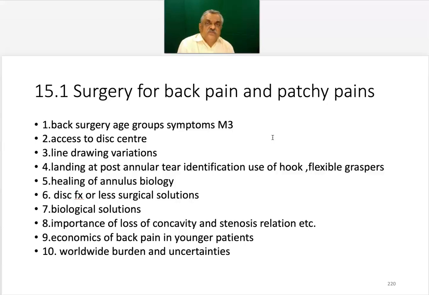The economics of back pain in younger individuals is very significantly tilted towards heavy metal surgery, which is irrelevant. We need to understand that there is a humongous number of patients who are suffering with back pain because of a posterior annular tear, which is a very simple problem. But even though we understand this worldwide burden and the uncertainties with open surgery, still the open surgery is proposed as a solution.